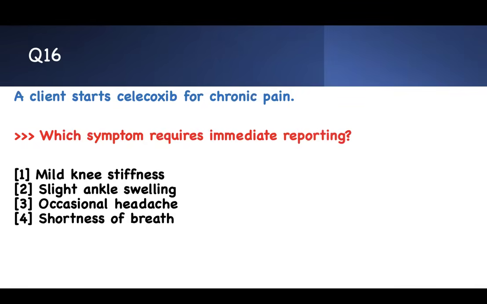The client starts Celecoxib for chronic pain. Which symptoms require immediate reporting? Celecoxib is very, very notorious because it's a cardiac problem. So every time you see it, always pick a cardiac question. Slight knee stiffness is because they have chronic pain related to that. Slight ankle swelling, because it's NSAID, it may retain water. Occasional headache because it's retaining water. But shortness of breath is a cardiac issue related to fluid overload or ischemia. And therefore, that's the right answer.